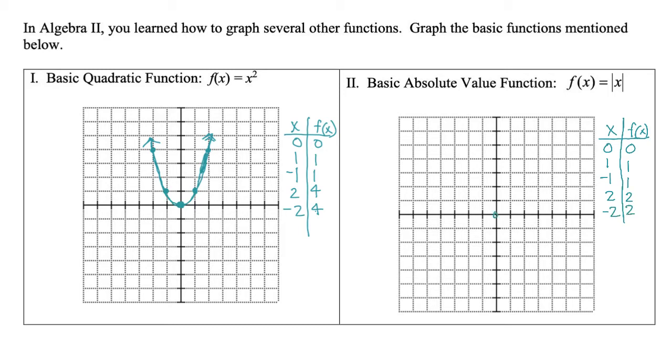And once more, plotting these points, we got 1, 1, 2, 2, negative 1, 1, negative 2, positive 2. And so this one does make a linear looking graph on each side. And there's your basic absolute value graph. And there's the points that go with it. And these are the t-charts that you would want to use when you're doing your transformations.